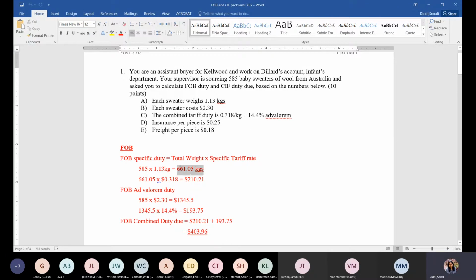So you calculate your total number of kgs, and then because it was 0.318 per kg, you multiply total number of kgs times your dollar amount. So that would be 210, which is just the specific duty. And the ad valorem duty would be based on the value of the shipment. So $2.30 was your cost for each unit, and 585 sweaters would be $1,345.50, and 14.4% would be 193, and hence you would have 403.96.